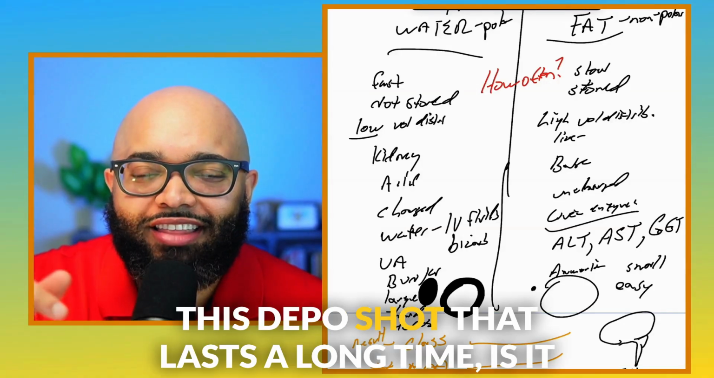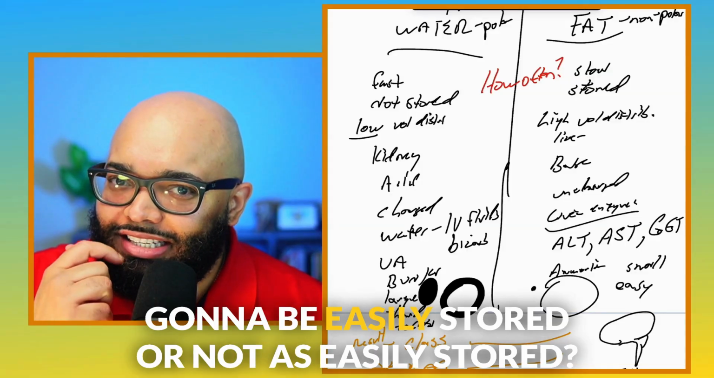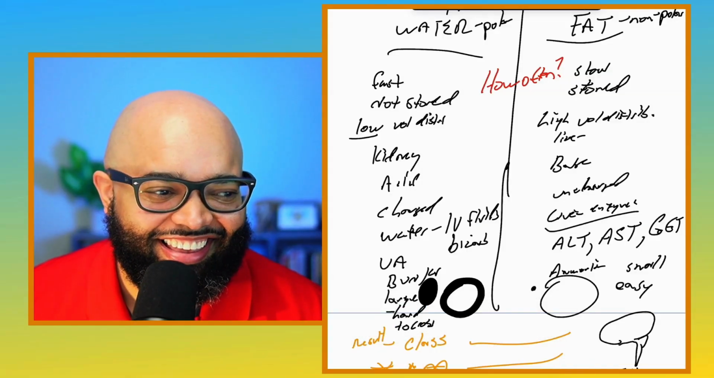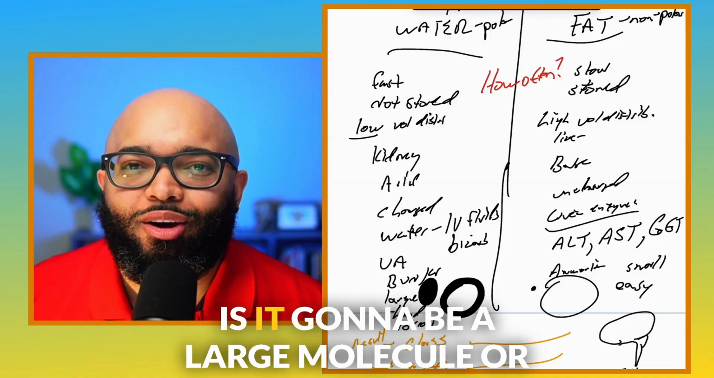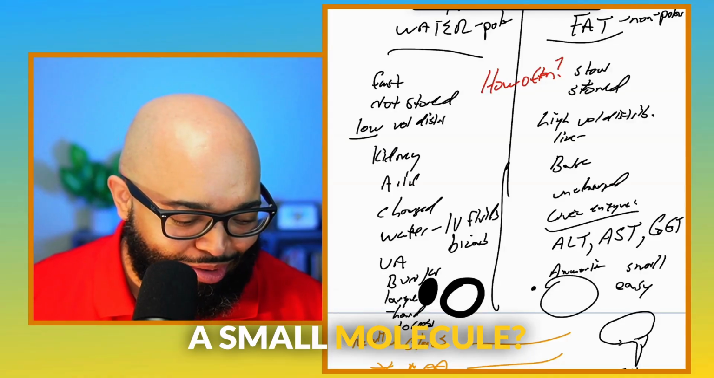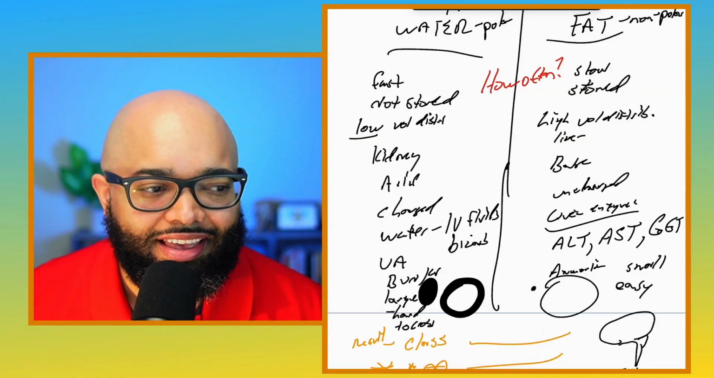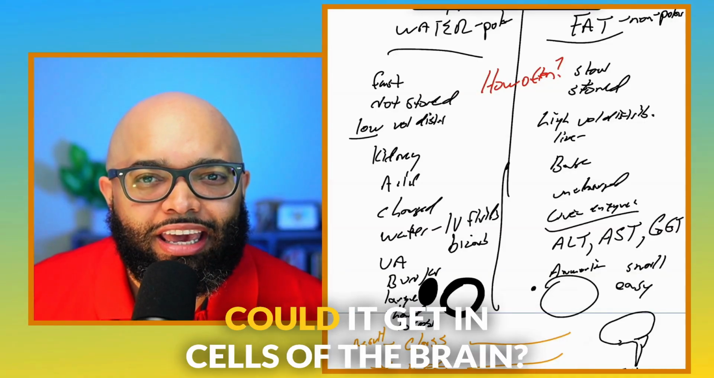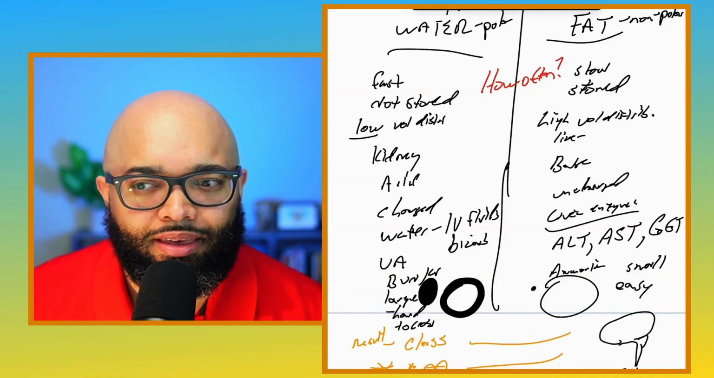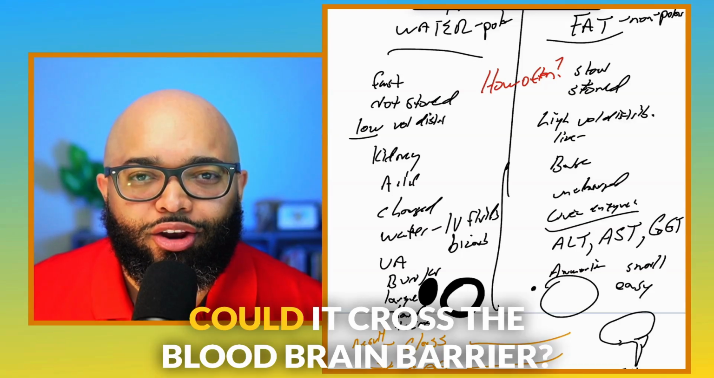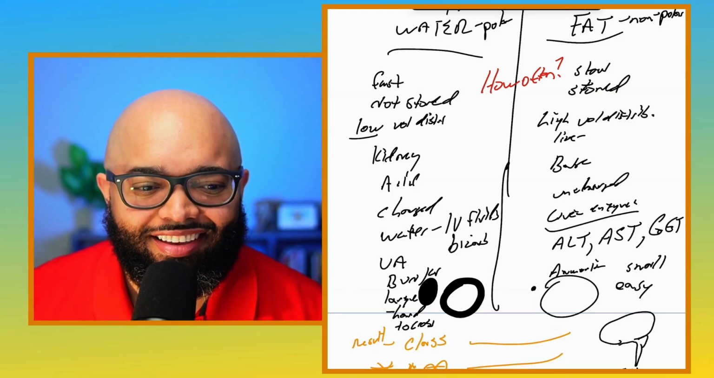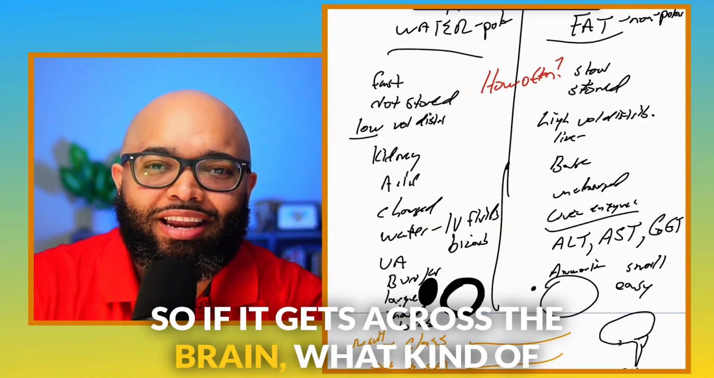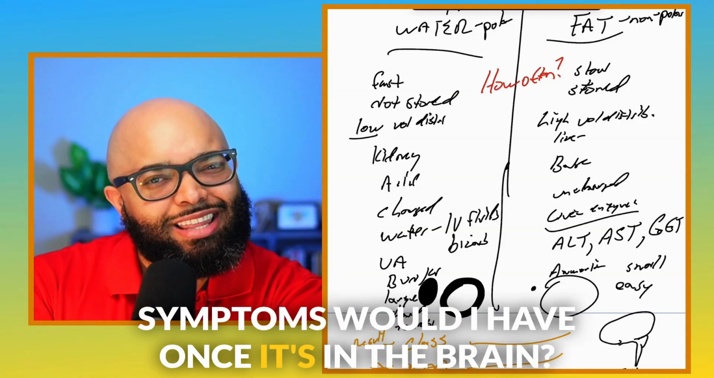This depot shot that lasts a long time, is it going to be easily stored or not as easily stored? Easily stored. Is it going to be a large molecule or a small molecule? So it's a small molecule that can go anywhere. Could it get in cells of the brain? Could it cross the blood brain barrier? If it gets across into the brain, what kind of symptoms would I have once it's in the brain?